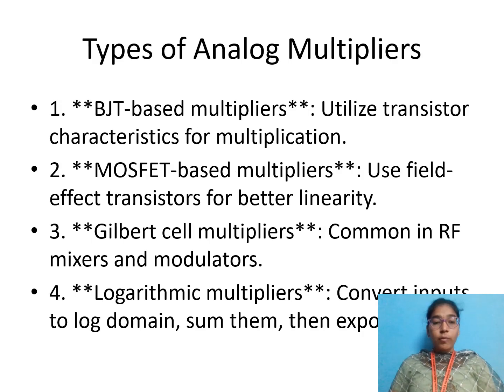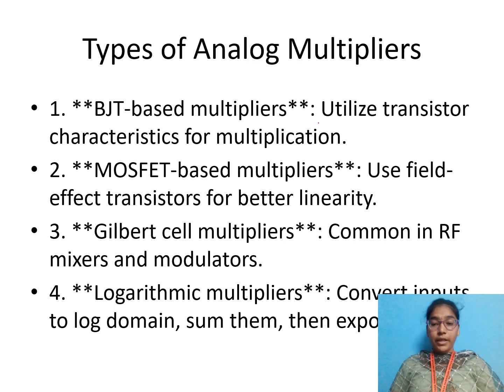There are many types of analog multipliers. First one, BJT based multipliers. They utilize transistor characteristics for multiplication. The MOSFET based multipliers use field effect transistors for better linearity.